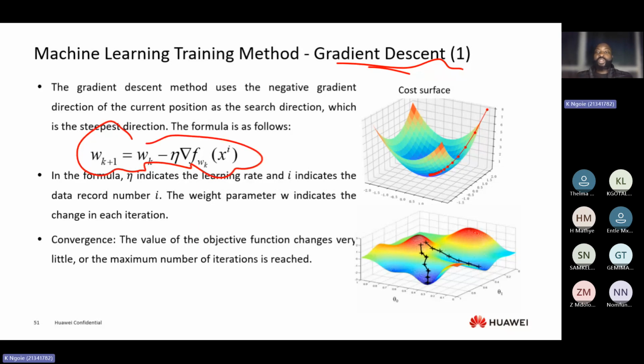Okay, so how does it work? It uses the negative gradient direction of the current position as the search direction, which is the steepest direction. So in this case, we see here, for example, the error is big, so we go in the gradient direction until we can reduce the loss to its minimum value.